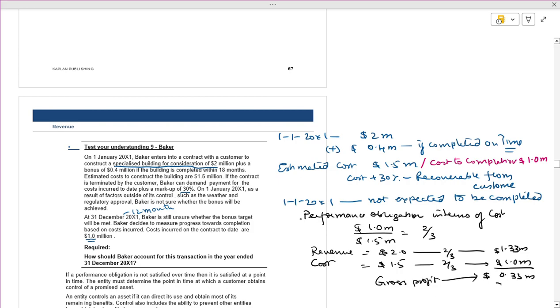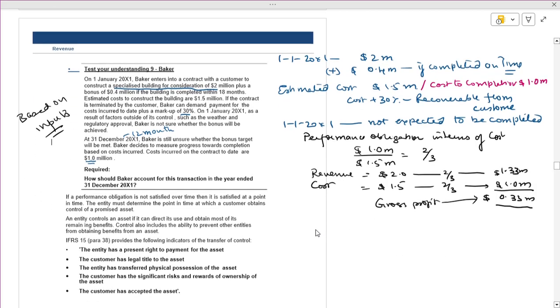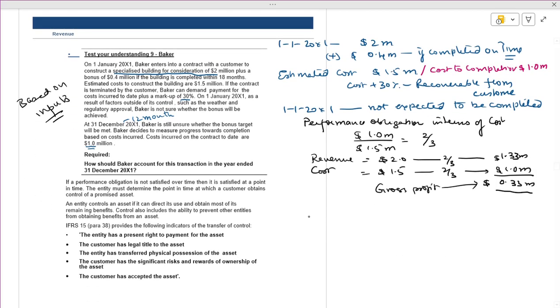Understand my point? This is based on inputs. Proportionately to the cost, we have to recognize the revenue, and proportionately to the cost, we have to identify the gross profit also. If the performance obligation is not satisfied over time, then it is satisfied at a point in time. The entity must determine the point in time.